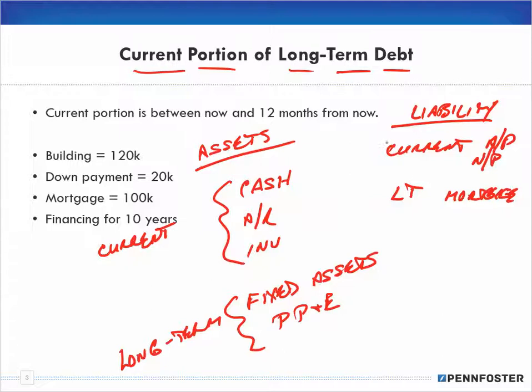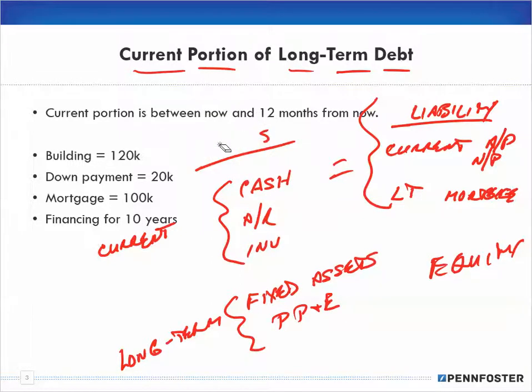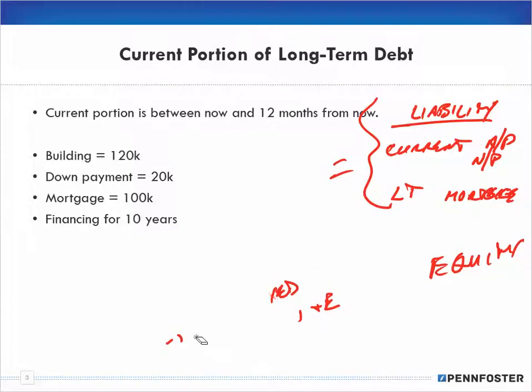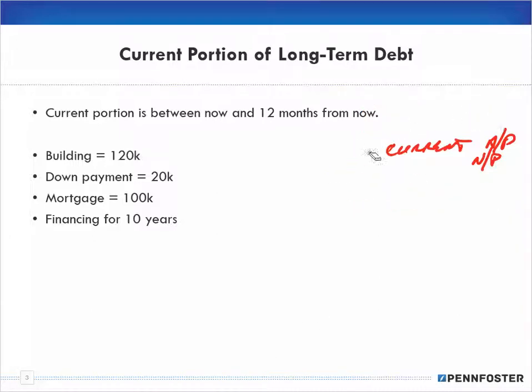So when you're looking at the structure of a balance sheet, your assets are equal to your liabilities, and then plus your equity. That's the structure. You should already be somewhat familiar with all of this. But for this particular video, what I'm going to stress is the idea of the current portion.